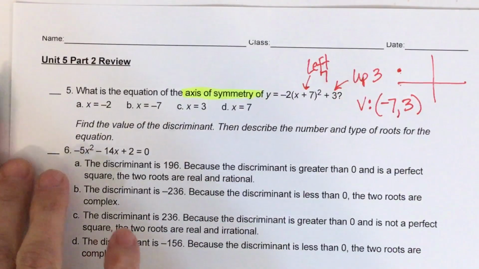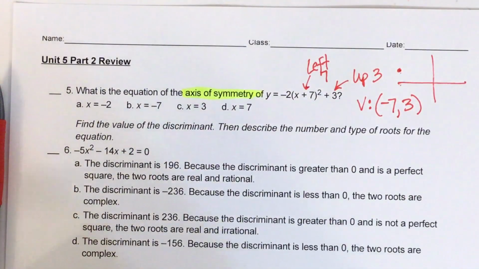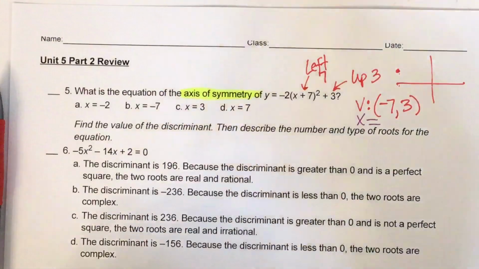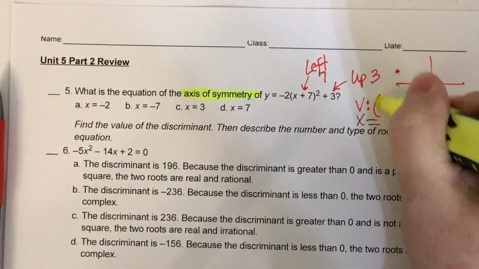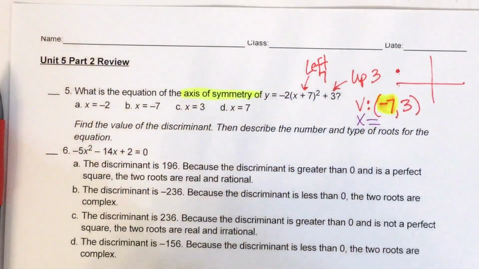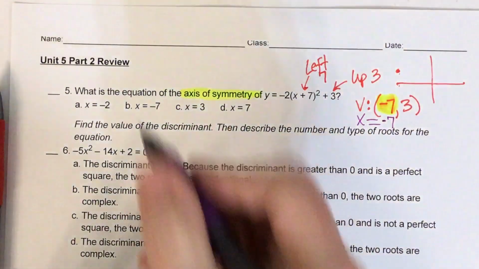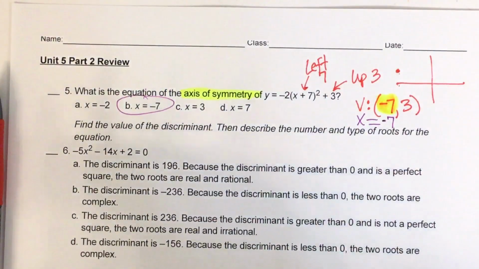And then what you need to know is the axis of symmetry is always the equation x equals, and then it's whatever the x-coordinate of your vertex is. And our x-coordinate is negative 7. So x equals negative 7 is the winner, winner, chicken dinner.